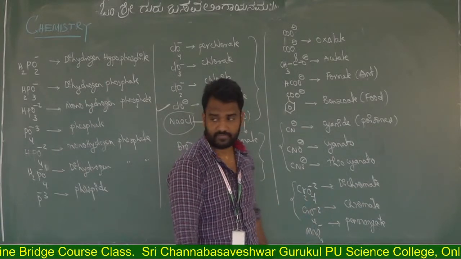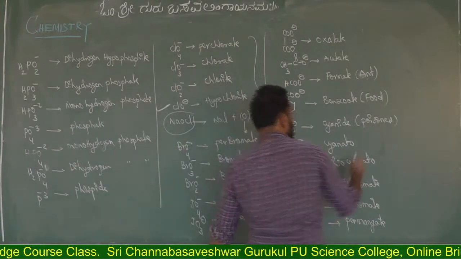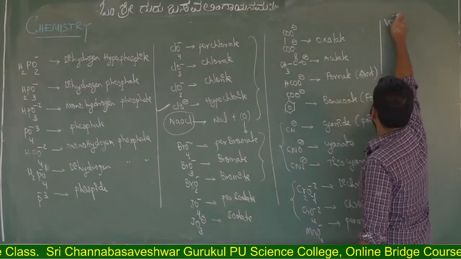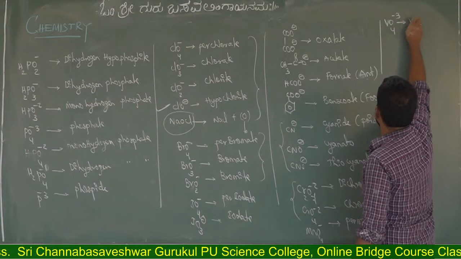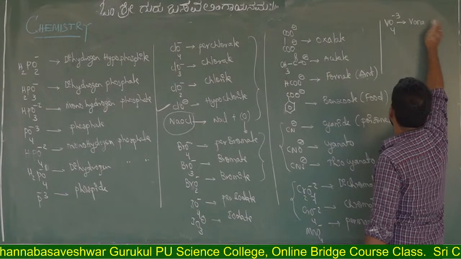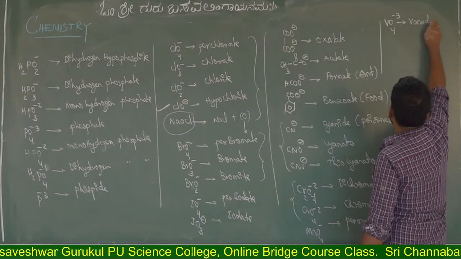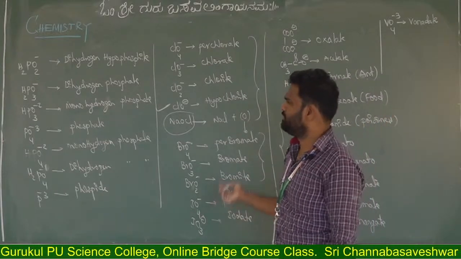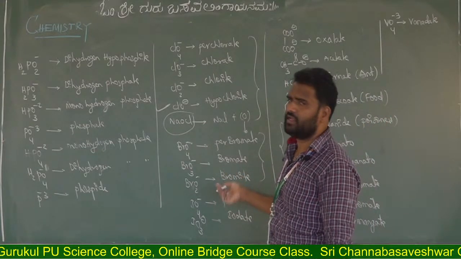Next, vanadates. So vanadate also will be there. What is vanadate? VO4 3 minus. The name is vanadate. This is a vanadium oxo anion. So like this, there are many anions.